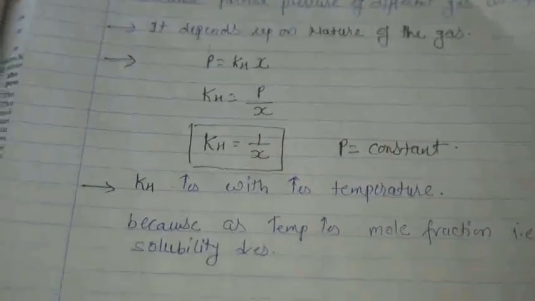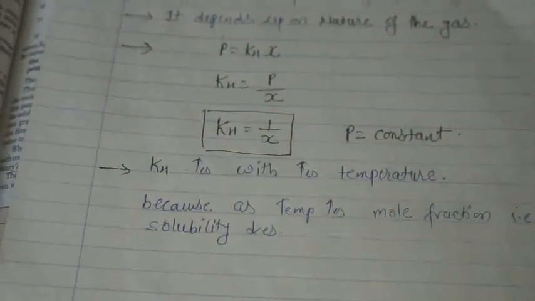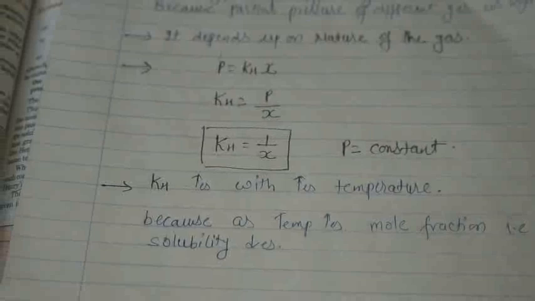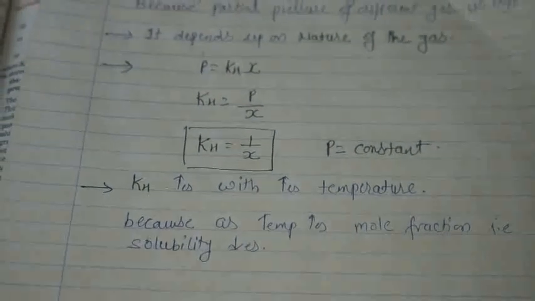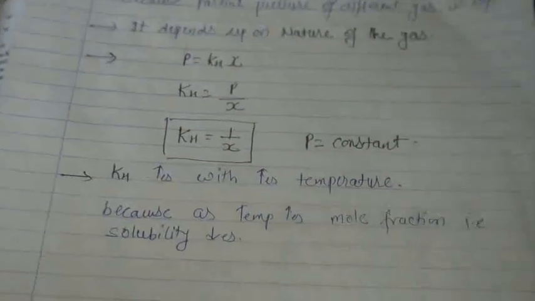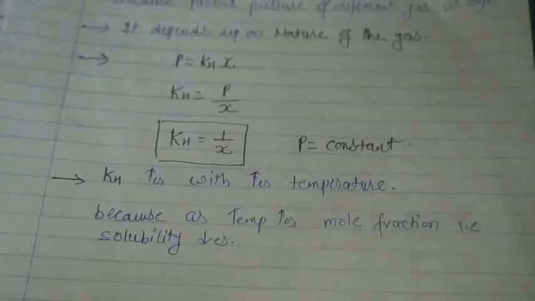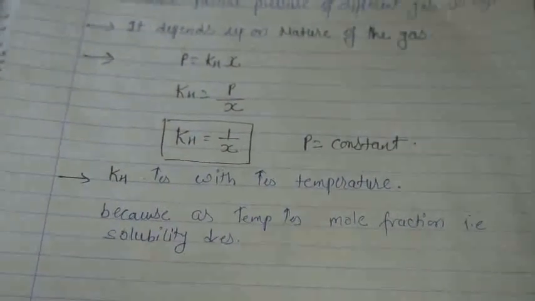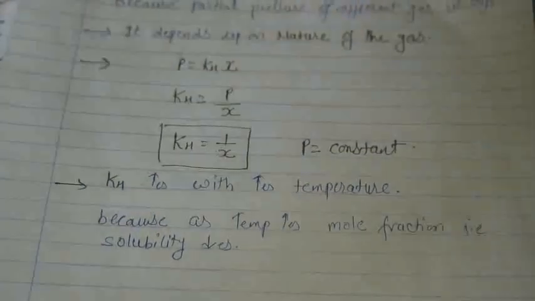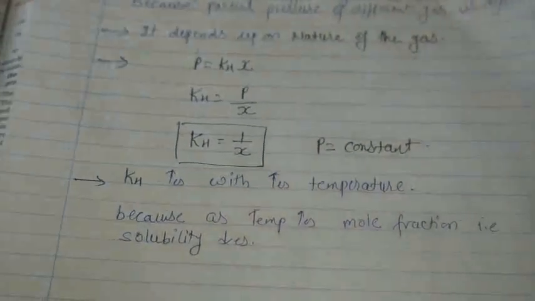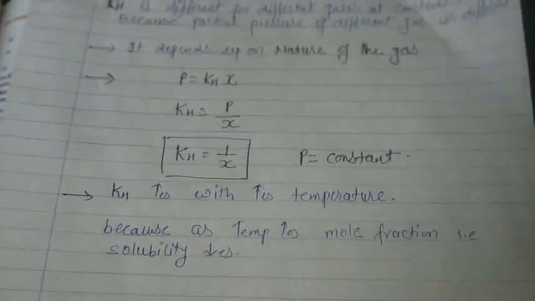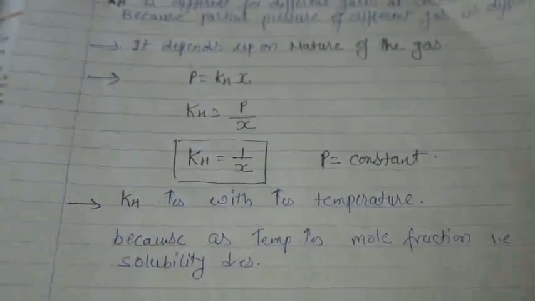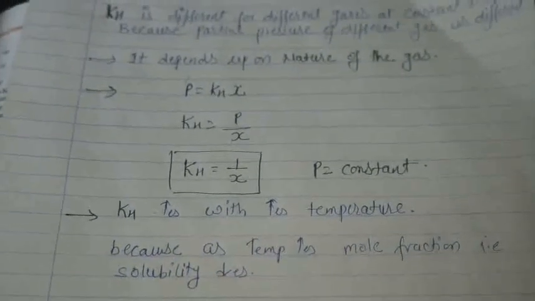Clear? The next one is that KH increases with increase in temperature. How? Because as the temperature increases, the mole fraction, that is the solubility, decreases, and mole fraction and KH are inversely proportional. So KH increases with increase in temperature. This is Henry's law.